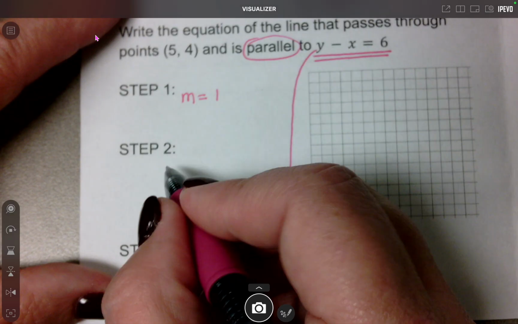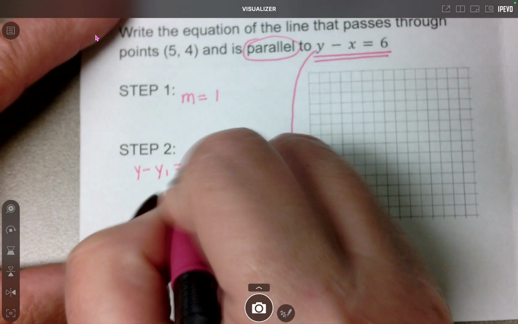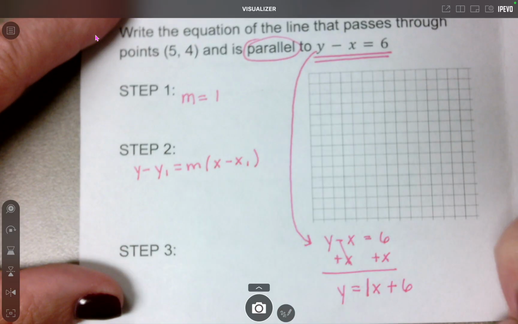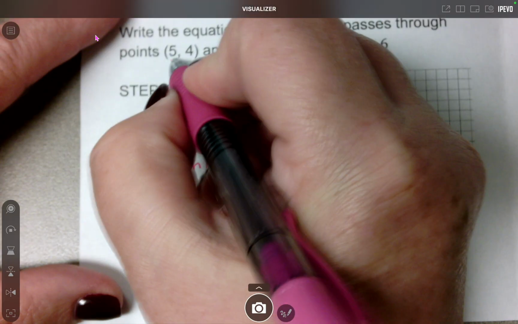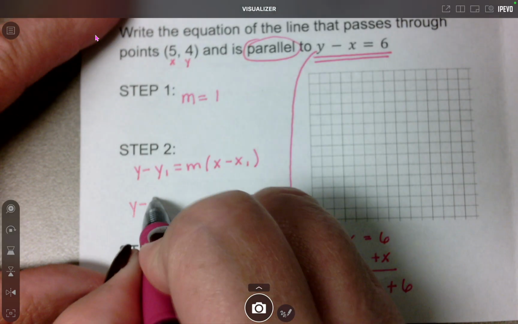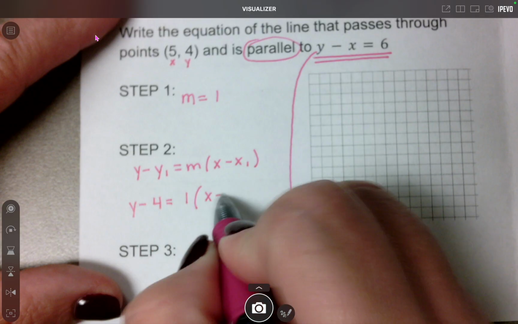Step 2 is to write the equation in point slope form. So I have y minus y1 equals m times x minus x1. Here is my ordered pair up here, x and y. So my equation is going to be y minus 4 equals 1 times x minus 5.